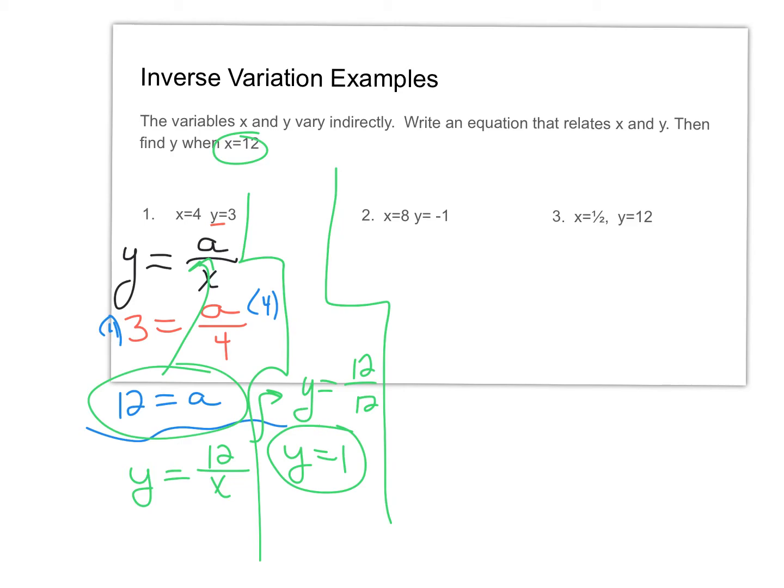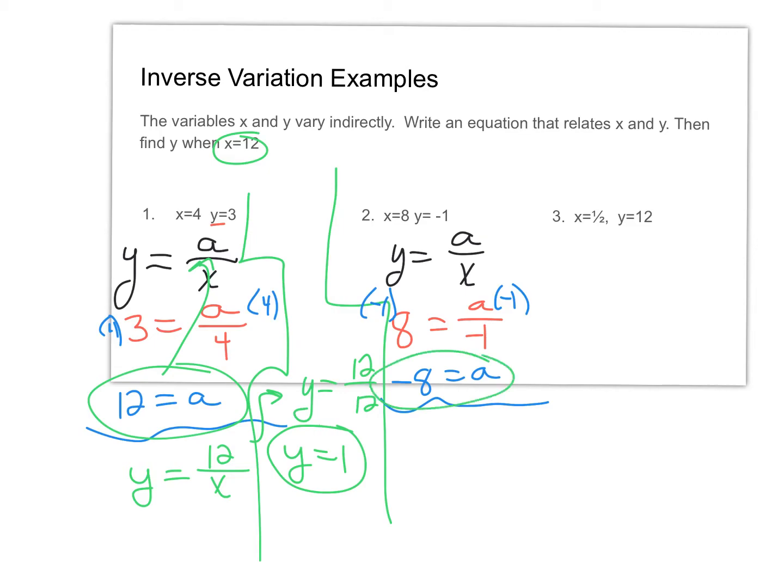Item number 2 says x is equal to 8, y is 1. So we start with our formula, y is equal to a divided by x. So we substitute. 8 is equal to a divided by -1. Now I'm going to clear the ugly fractions. I'm going to multiply by -1. So -8 is equal to a. But remember, there's more. We have to put this back in here. So y now equals -8 over x. There's our inverse variation.